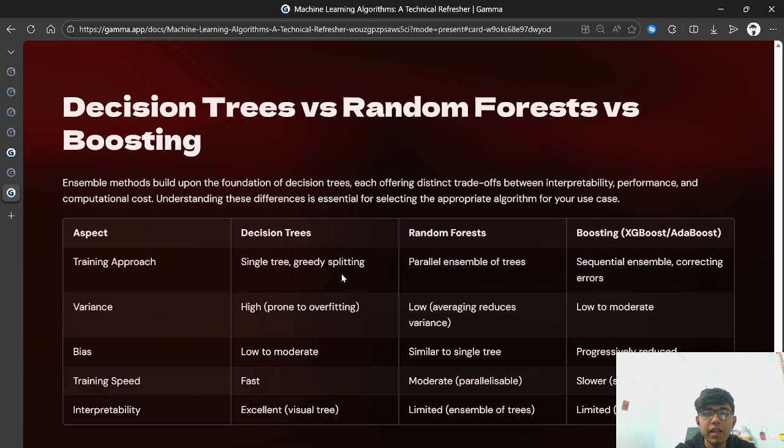The training speed is the fastest in decision trees. It is moderate in random forest, and it is quite slow in boosting algorithms. Interpretability is the easiest in decision trees. It is limited in random forest due to ensemble learning, and it is very limited in boosting.